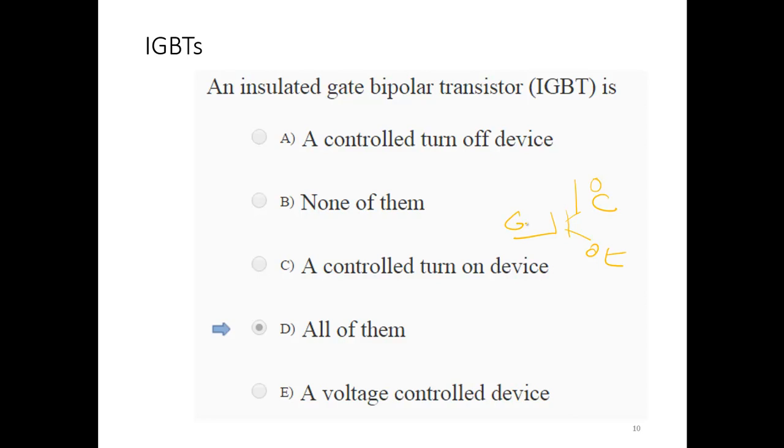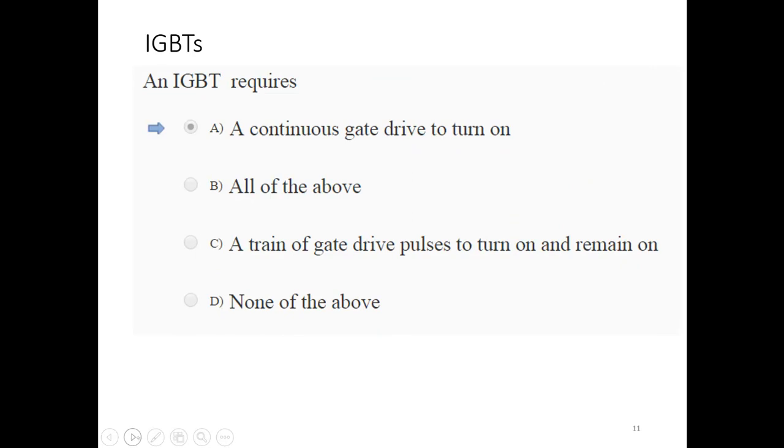But if you look at the gate, it is like a MOSFET. It's a mixture or blend of the MOSFET and the bipolar. It uses the advantages of both the bipolar and the MOSFET, you combine that. You can control turn on and turn off, and it's a voltage control device, not a current control device. It's easier to control the voltage than the current.